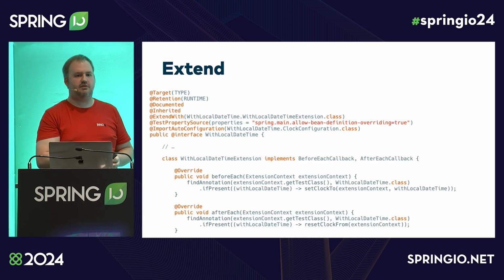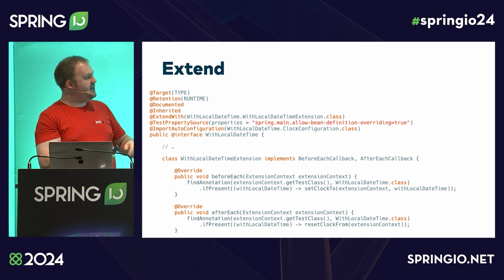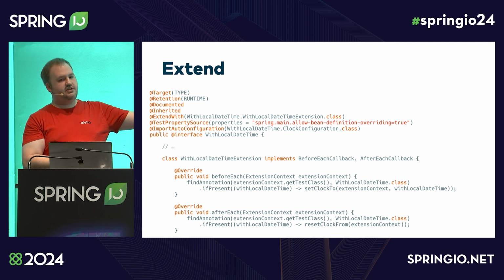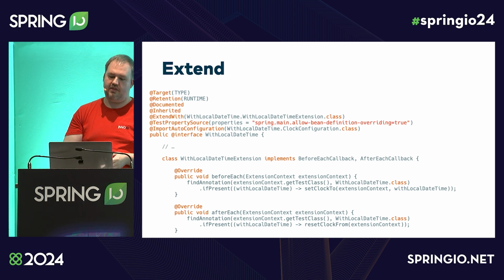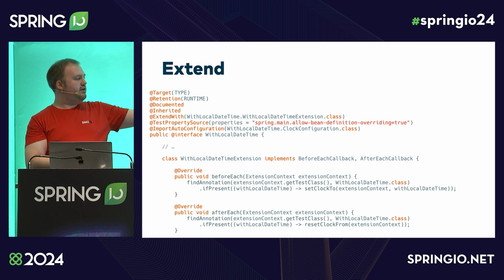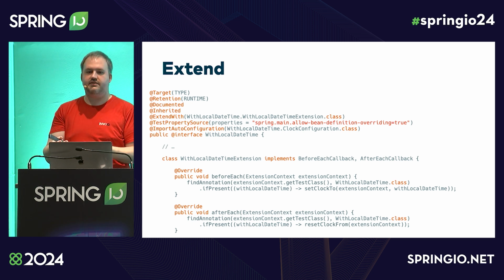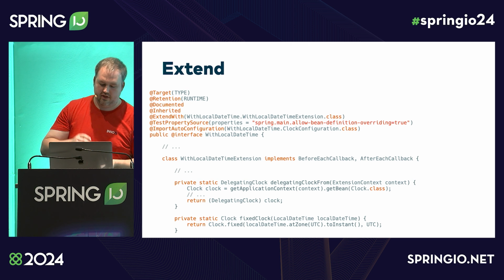Yeah, we need our own JUnit extension for that. And in this case, we want a before each and after each callback. So this extension is called before and after each test method execution. And then I can find this local datetime annotation there, and if it's present, I can set the clock before the test runs and reset the clock after.